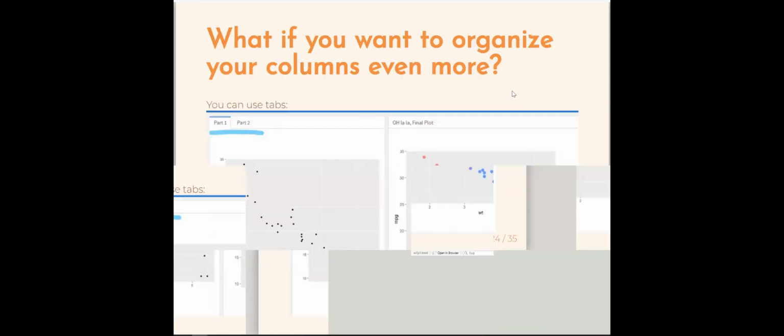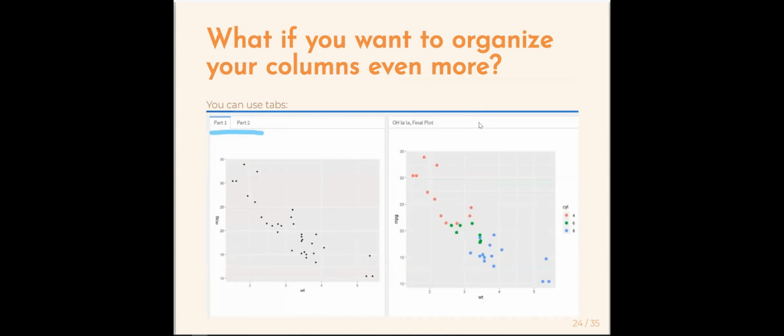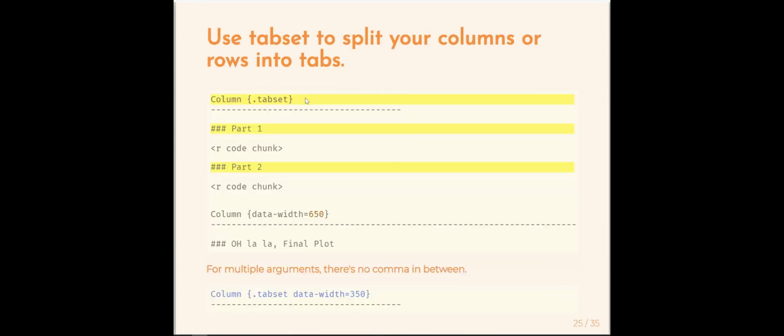So, okay, at this point we have columns and rows and we have a sidebar. But if you wanted to organize it even more, within each column, instead of having the squares stack on top of each other or next to each other, which is the default, you can organize them by tabs. That way your plots can be bigger and they're not squished together. You would just use tab set.